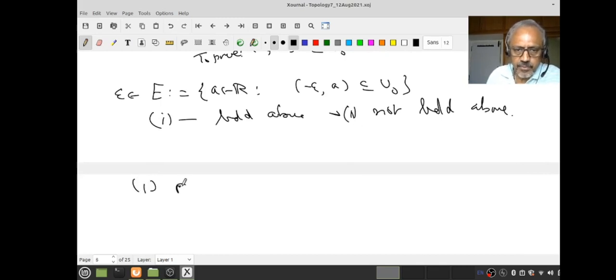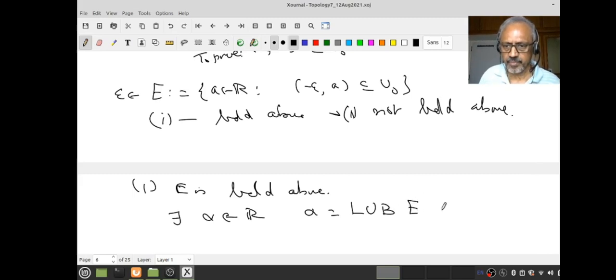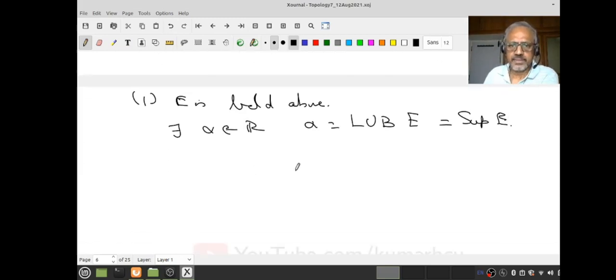Suppose E is bounded above. What does that mean? This is a non-empty set bounded above. Therefore, if you remember in real analysis, there exists alpha, a real number, so that alpha equals the LUB of E. If you are fond of the word, the supremum of E. Is that clear?